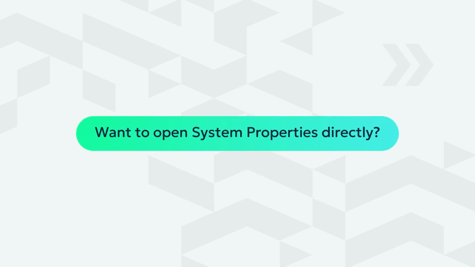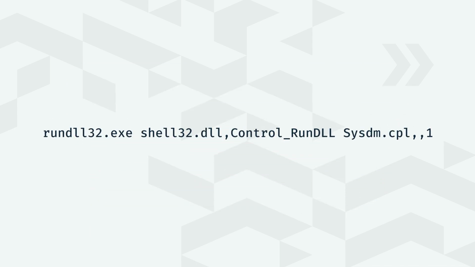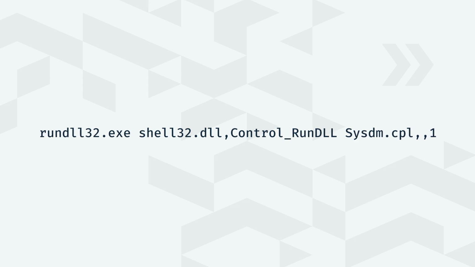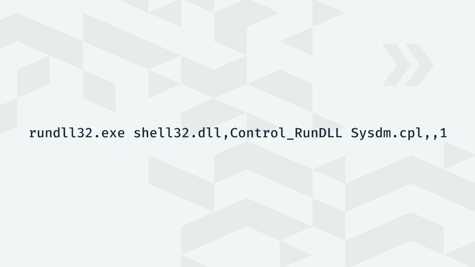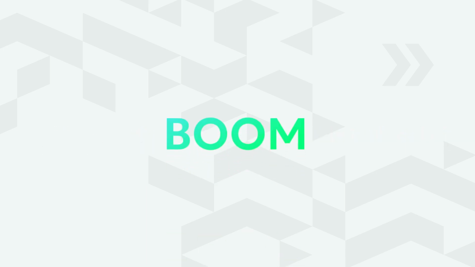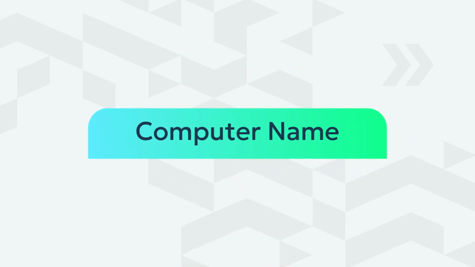Let's break it down. Want to open system properties directly? Here's a quickie. Rundll32.exe, shell32.dll, control_runDLL sysdm.cpl, 1. Boom. You're on the computer name tab without ever touching a mouse.